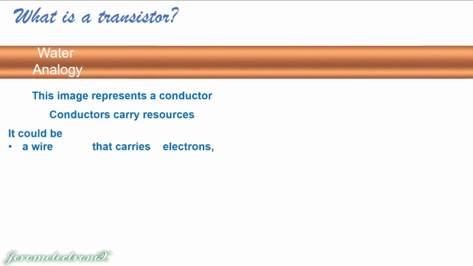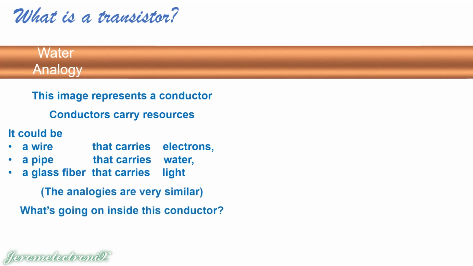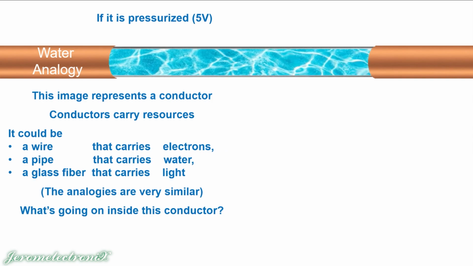So it could be a wire that carries electrons, could be a pipe that carries water, could be a glass fiber that carries light. The analogies on all of these are very similar, but this happens to be a conductor that we're going to imagine carries water. So we want to see what's going on the inside. If this happens to be a pressurized fluid pipe, we're going to say that it is pressurized with 5 volts of pressure. That means it has some kind of a fluid flowing through it.